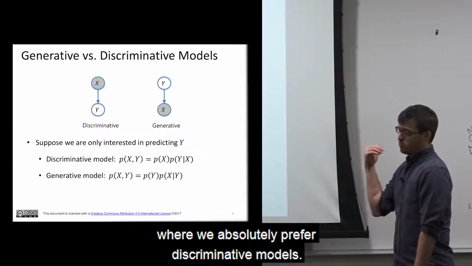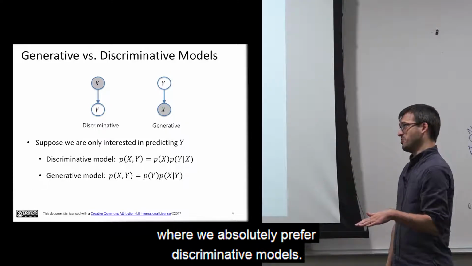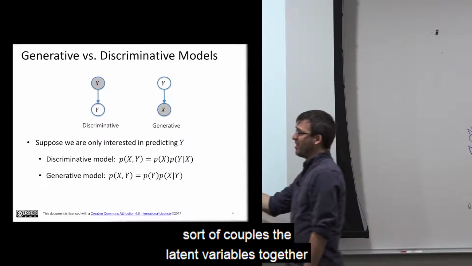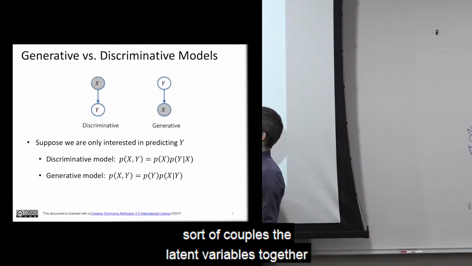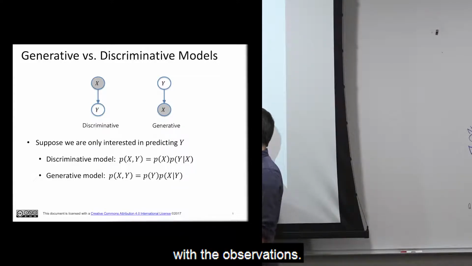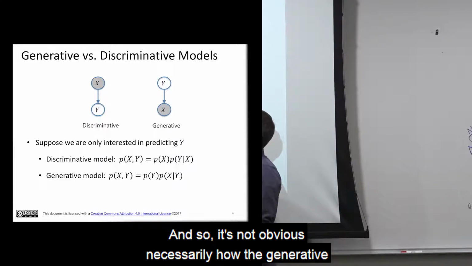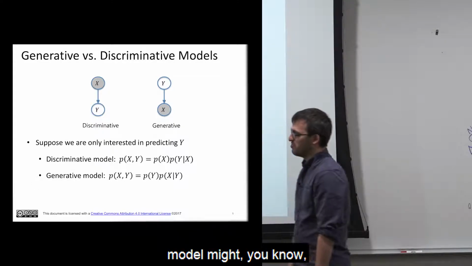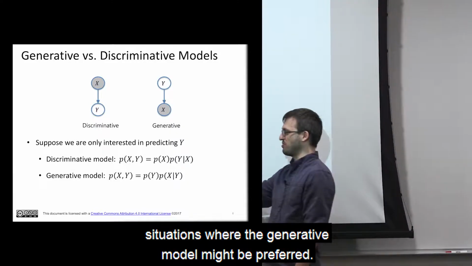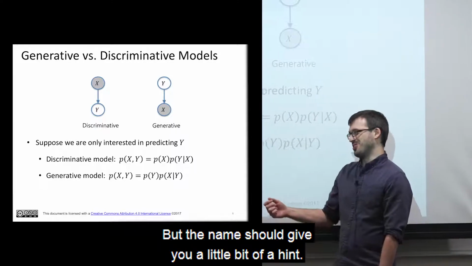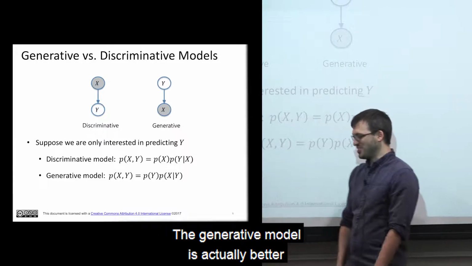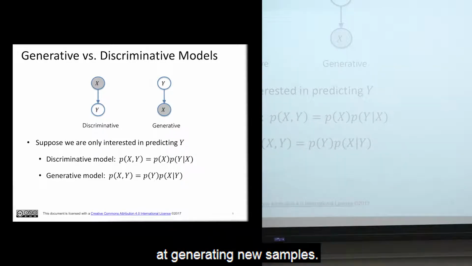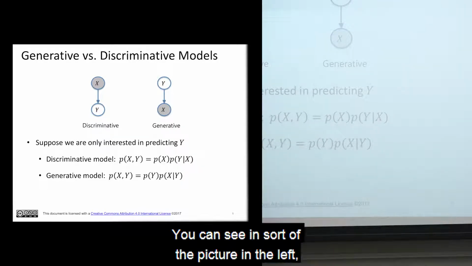There's a lot of great examples where we absolutely prefer discriminative models. The generative model, however, sort of couples the latent variables together with the observations. And so it's not obvious necessarily in what situations the generative model might be preferred. But the name should give you a little bit of a hint. The generative model is actually better at generating new samples.